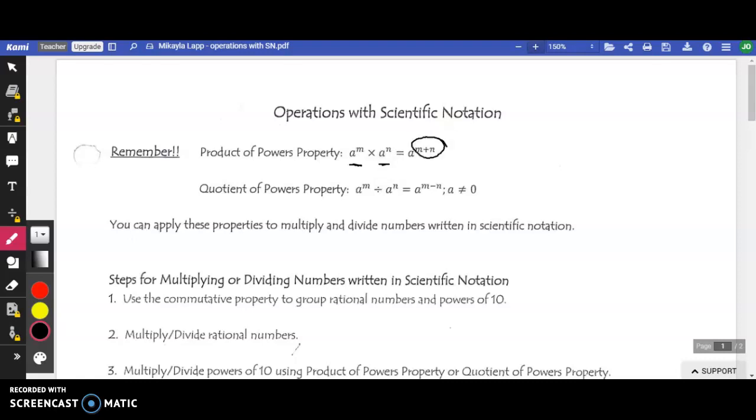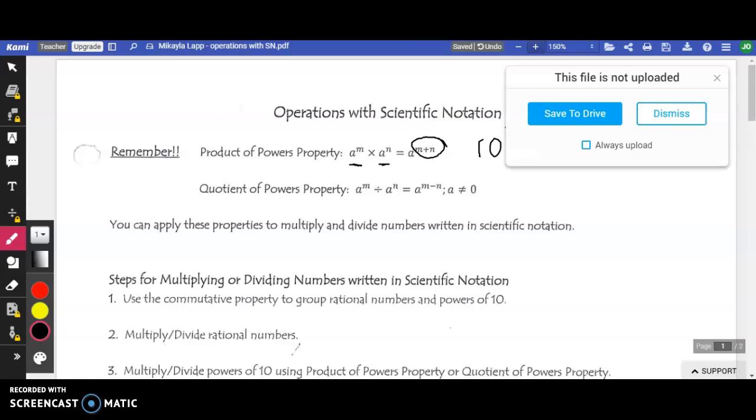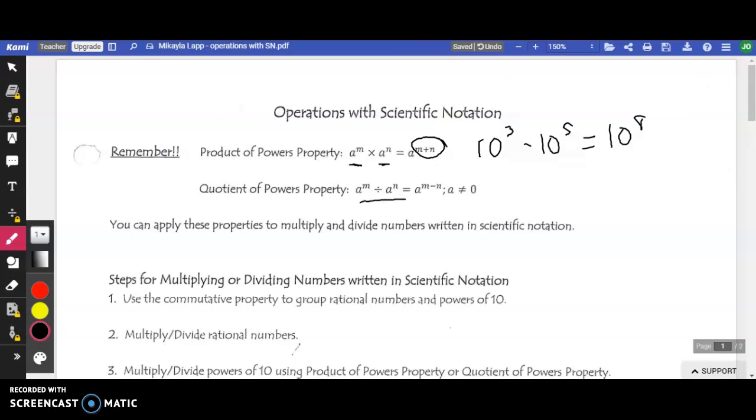Before we begin, remember, when you multiply any two numbers with the same base, you add their exponents, okay? So for scientific notation, if you had 10 to the third times 10 to the fifth, that would equal 10 to the eighth, okay? So that's the first thing that we have to remember. And conversely, anytime that you divide numbers with the same base, you subtract their exponents. So 10 to the eighth divided by 10 to the fourth equals 10 to the fourth.